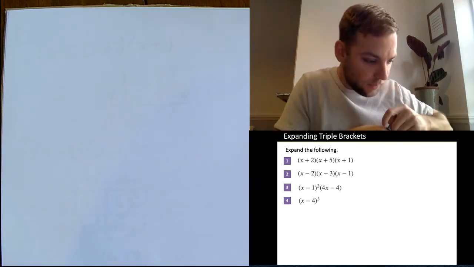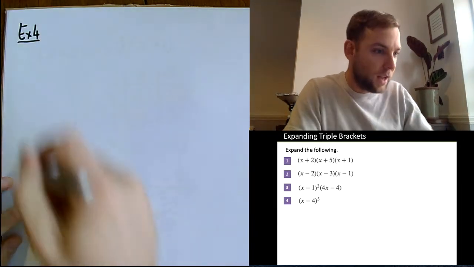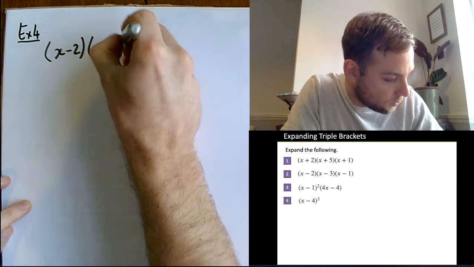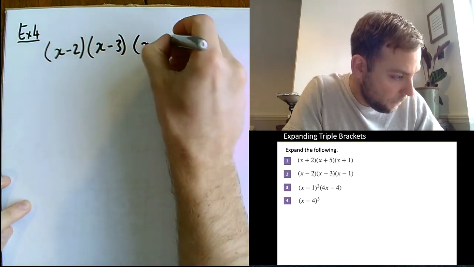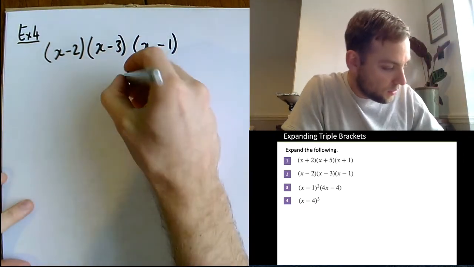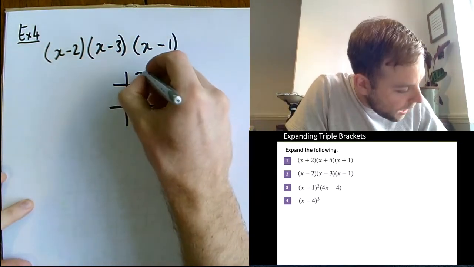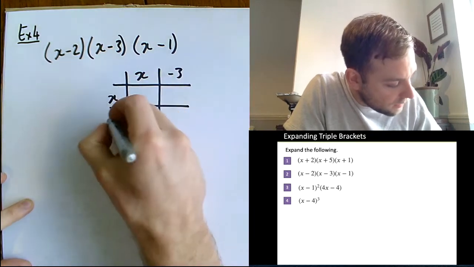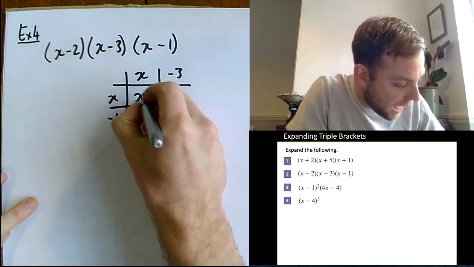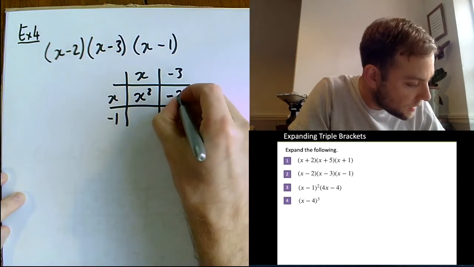So, this one here is example 4. Let's write it down. X minus 2, x minus 3, x minus 1. I'm going to do this one here first. So 2 by 2, x minus 3, x minus 1. So x times by x is x squared. X times by minus 3 is minus 3x.